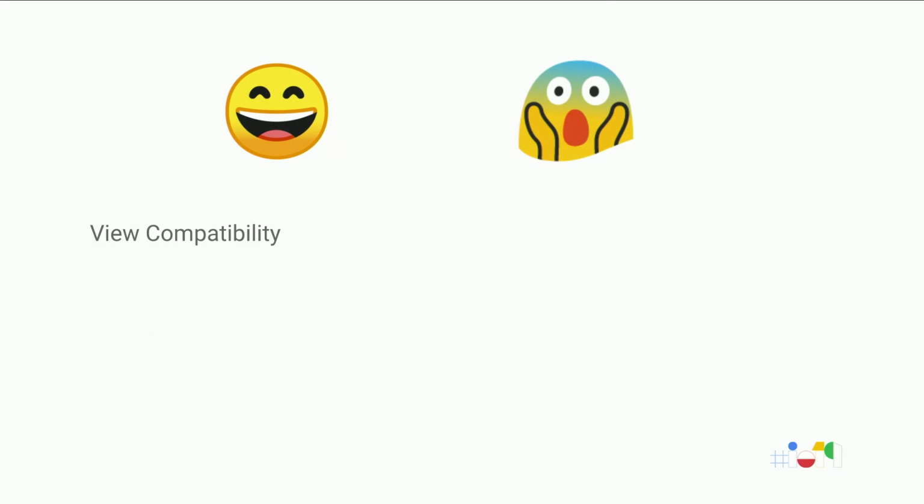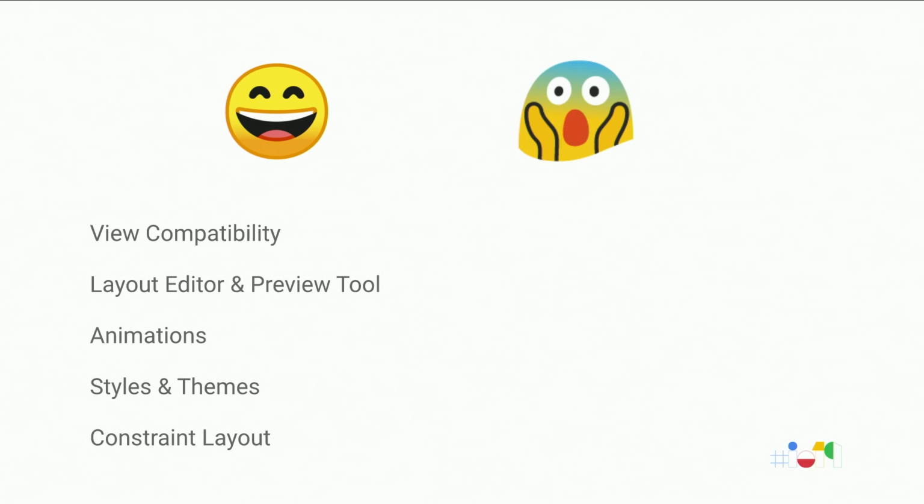There are other things that might be interesting to you. For example, we've been giving a lot of thought to how the layout editor and preview tool would work. We've been giving a lot of thought to animations, styles, themes, and constraint layout. All of these things are really important to get right before we go with a stable release. And so we're going to make sure that we have support for everything that you would need to build beautiful applications. And we're still thinking about a lot of other things.